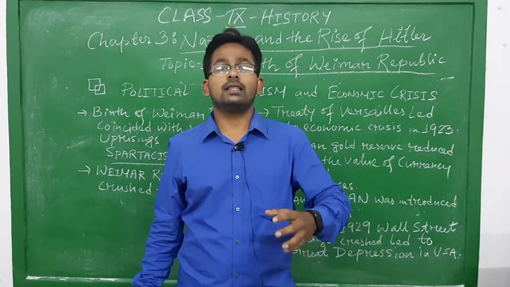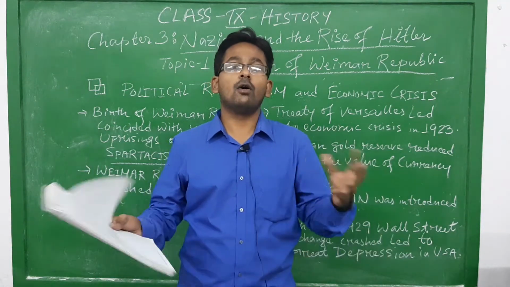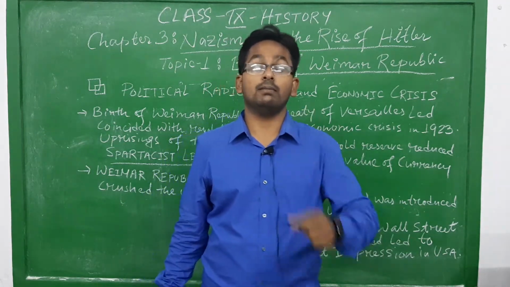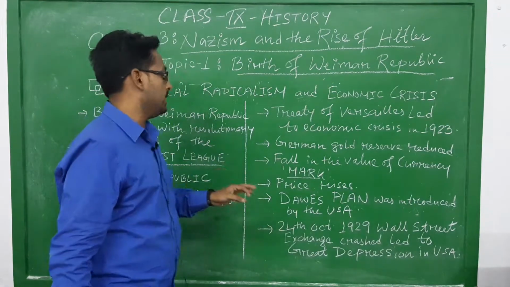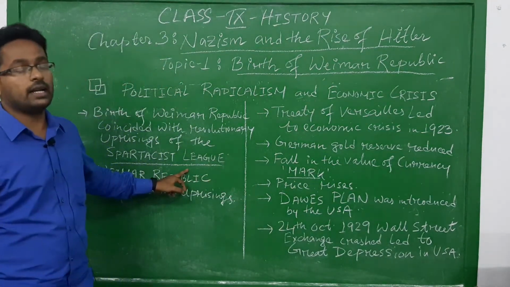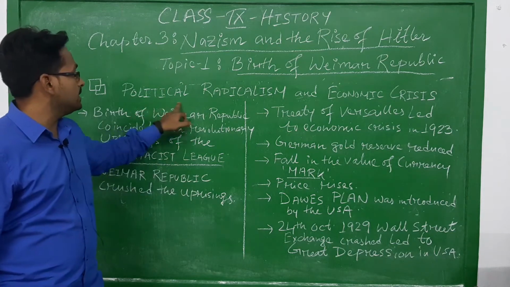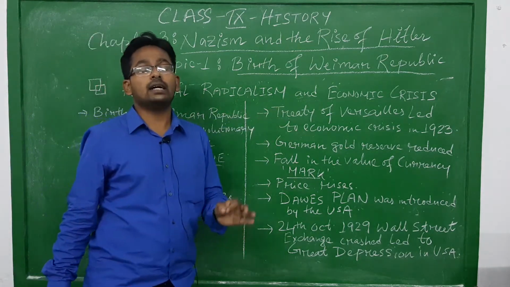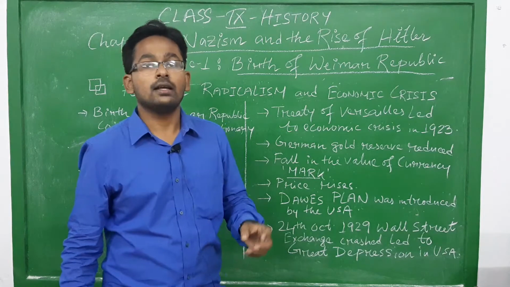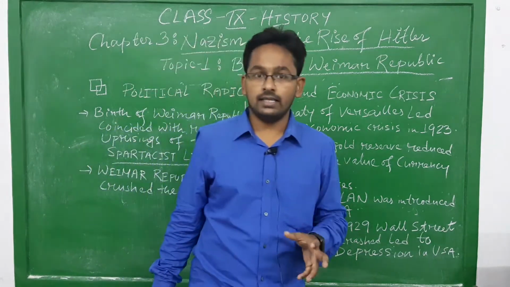And because of this, many political uprisings and many revolts were organized against the Weimar Republic. That kind of revolt was generally headed by the Spartacist League. That's why this period is known as political radicalism. Okay. Now the question is, what is the Spartacist League?